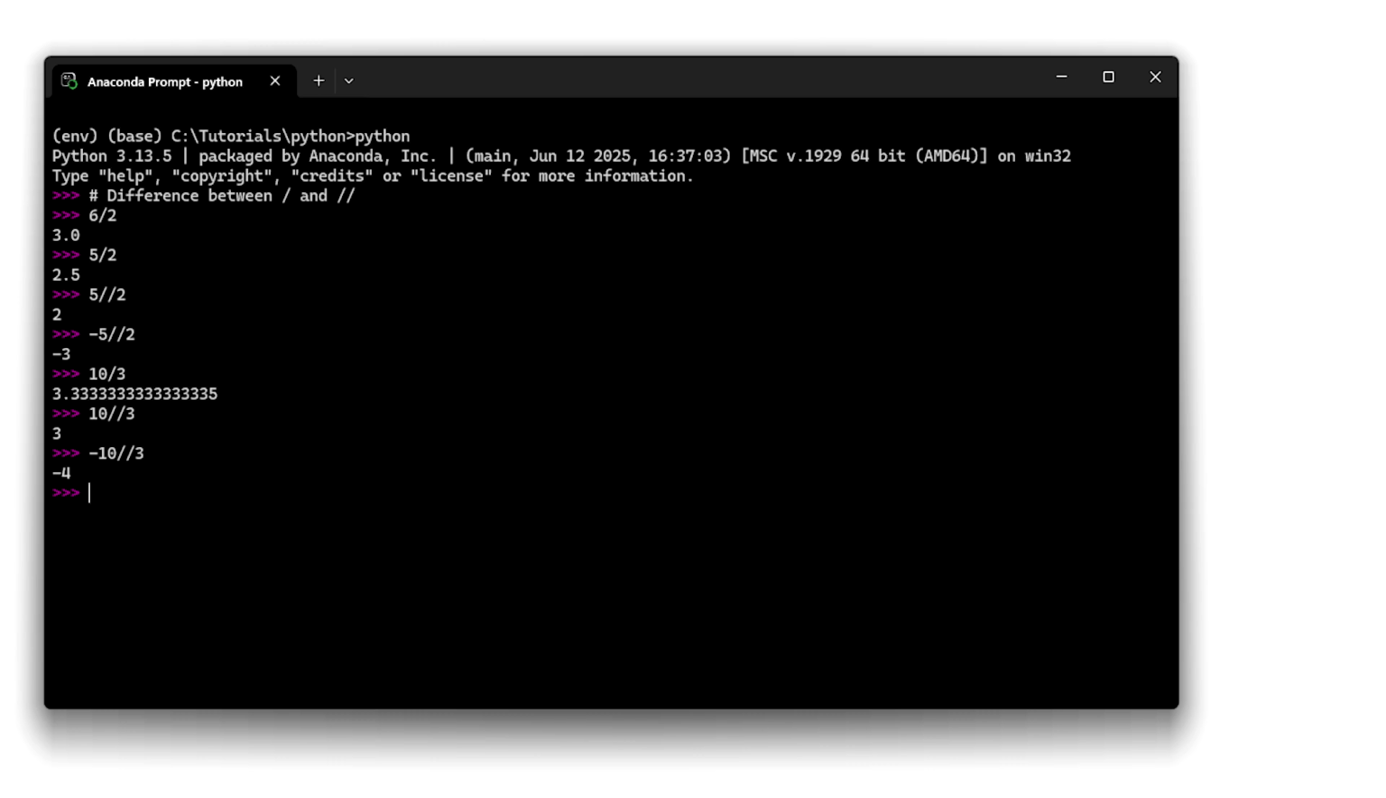So this way you can use the float division or slash division in Python. Slash division always gives the float value, while the double slash division gives the floored value.